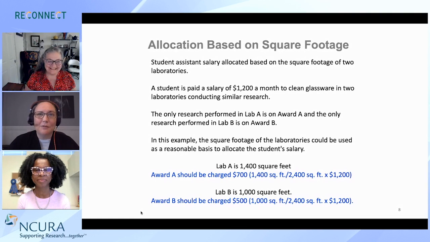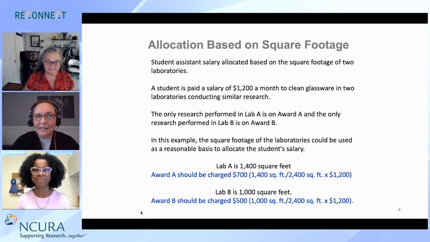So in this example, the square footage of the laboratories could be used as a reasonable basis to allocate the student's salary. So we could look at the square footage then, knowing that Lab A is 1,400 square feet and Lab B is 1,000 square feet. Then you have that math there and that pans out.